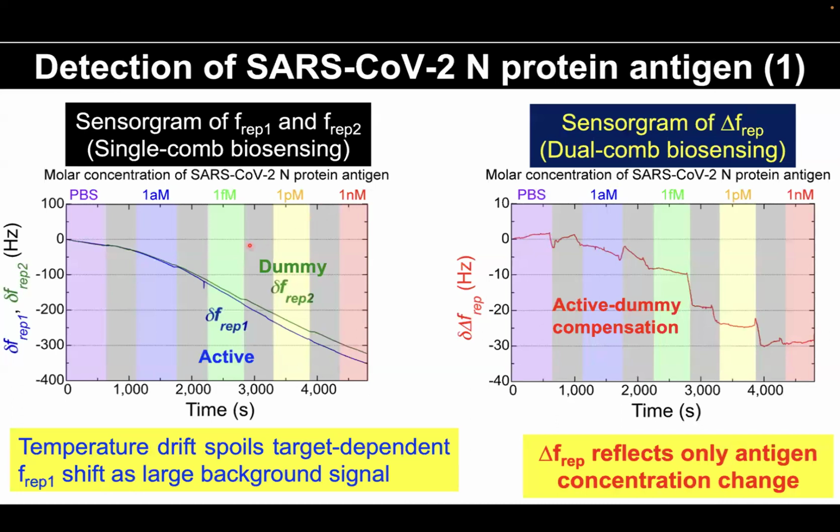In this case, unfortunately, the temperature drift spoils the target-dependent FREP1 shift as a large background signal. However, if the frequency difference between them is calculated, the large background of temperature drift is effectively reduced, and the sample concentration dependent shift appears as a step-like behavior. In this way, the delta FREP reflects only the antigen concentration change.